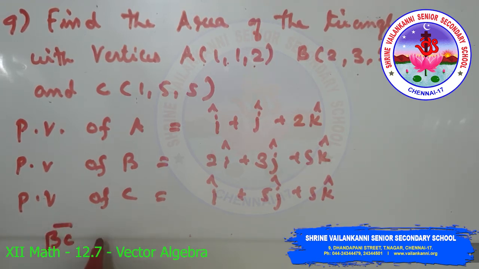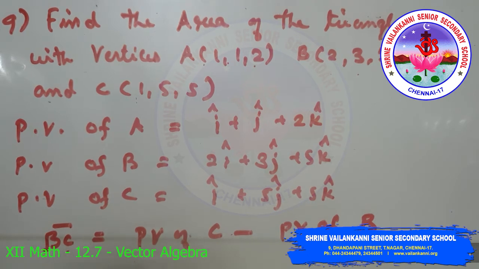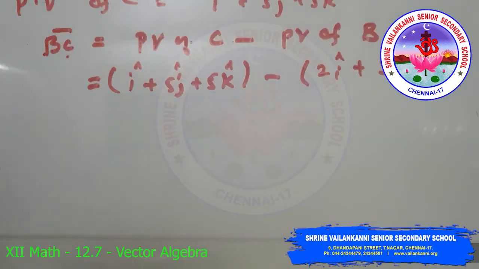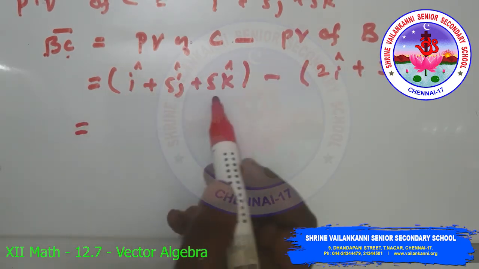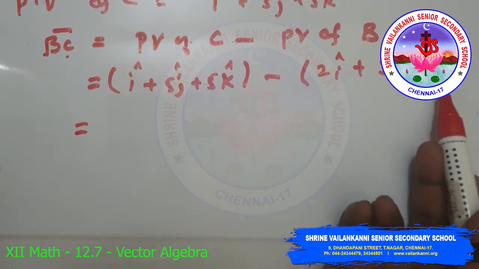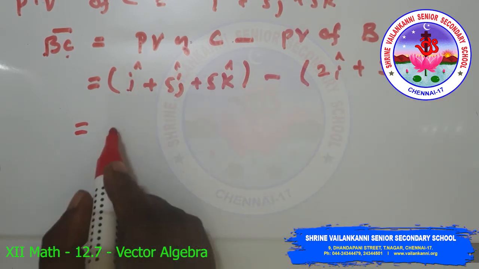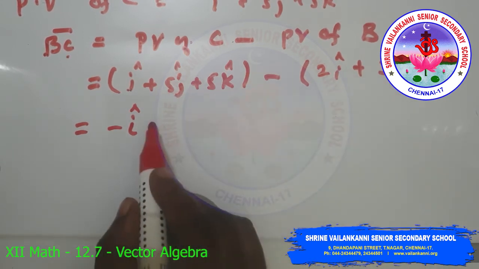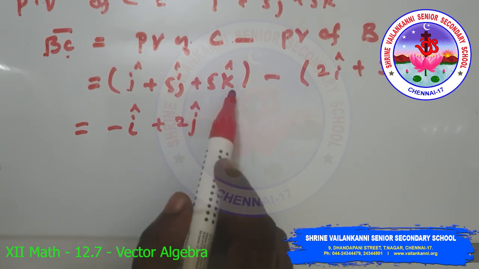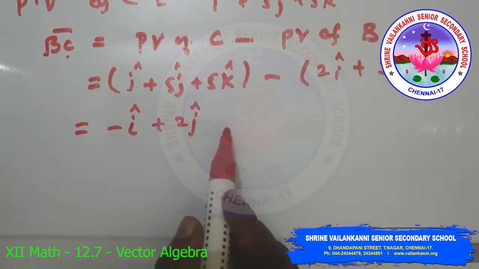So BC is the position vector of C minus the position vector of B. So C minus B is (i plus 5j plus 5k) minus (2i plus 3j plus 5k). So i minus 2i, which is minus i, plus 5j minus 3j, which is 2j, and 5k minus 5k is 0, so 0k.